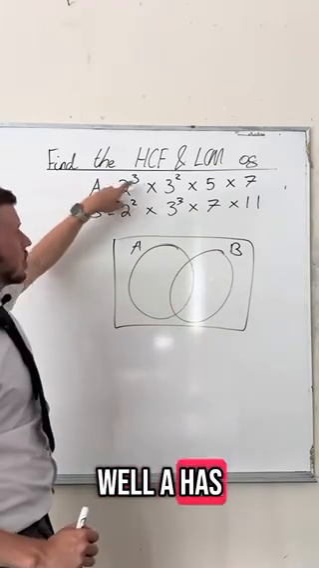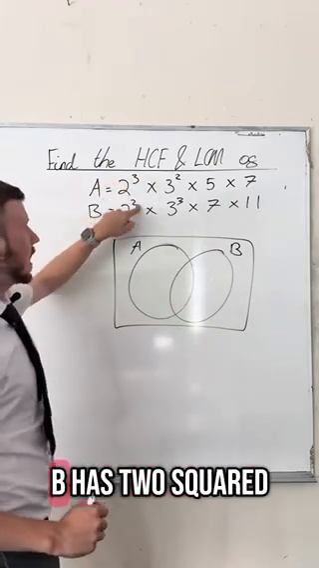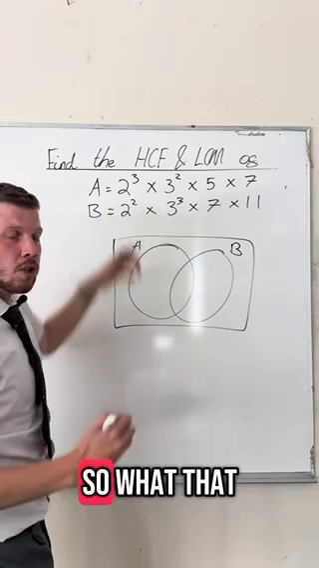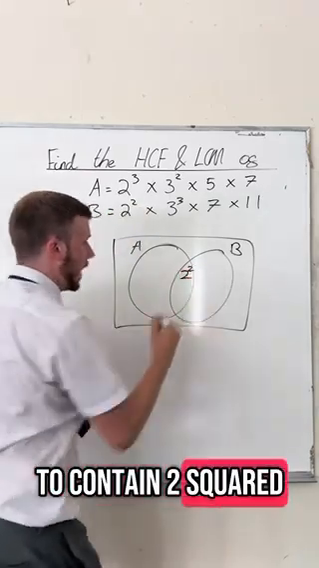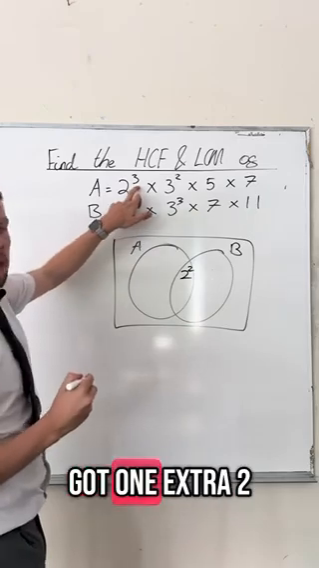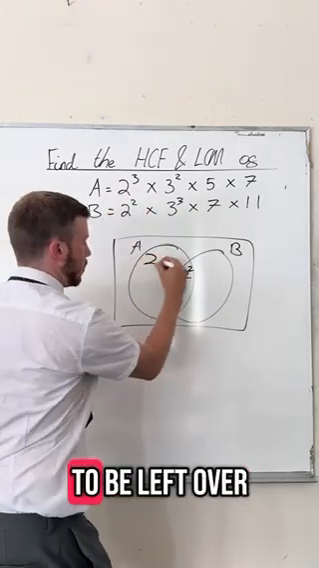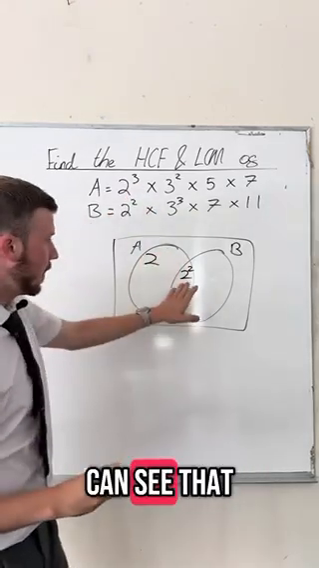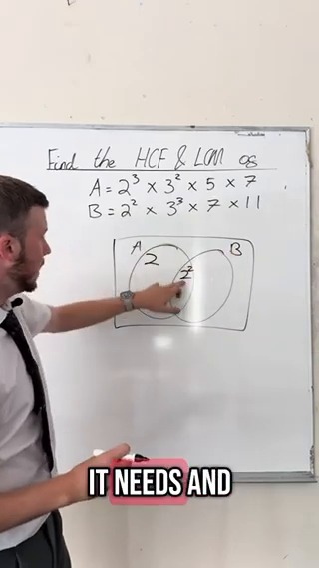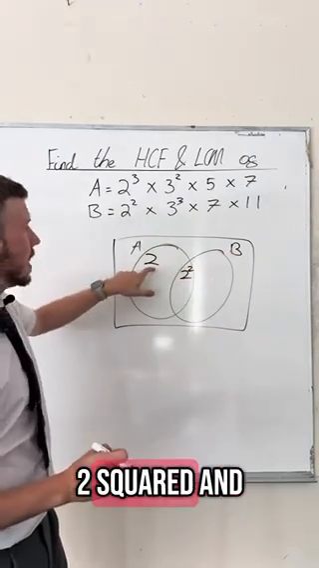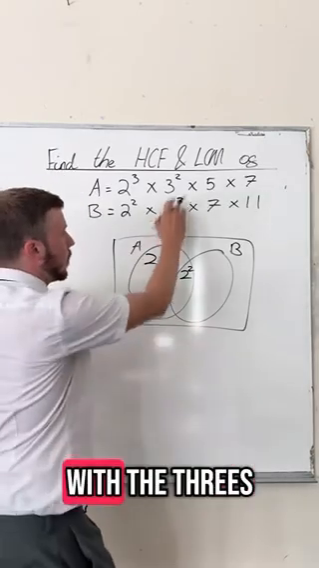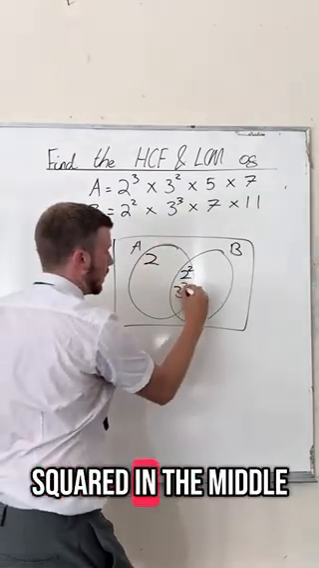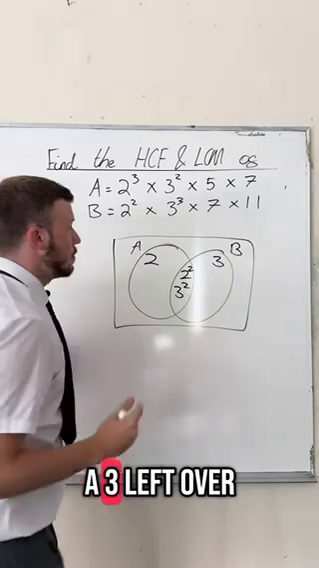Well, A has 2 cubed and B has 2 squared. So what that means is that they're both going to contain 2 squared, and A has 1 extra 2, so that's going to be left over. So here we can see that B still has 2 squared, which is what it needs, and A has the 2 squared and an extra 2. Here we can see that the inverse is happening with the 3s. There's a 3 squared in the middle, but B is going to have a 3 left over.